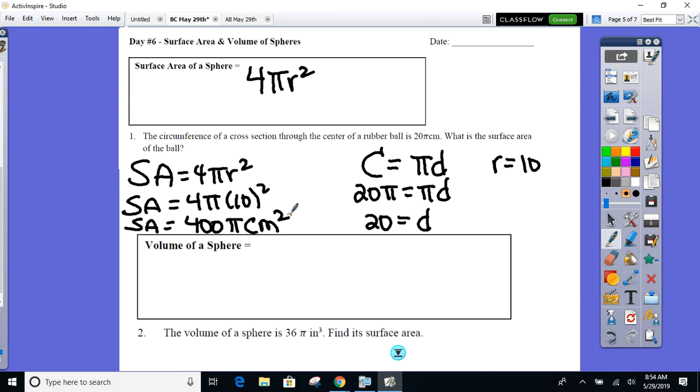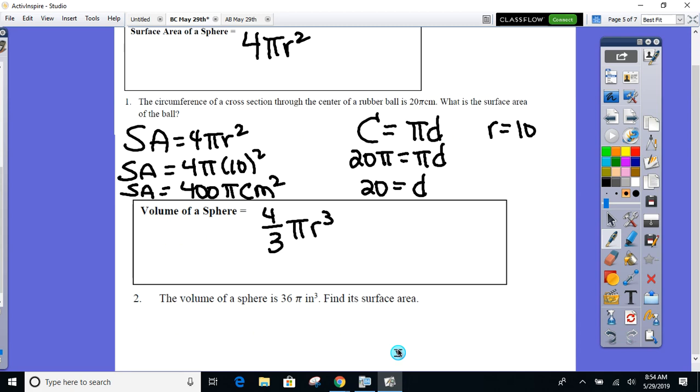Surface area, volume. Go ahead, take a look for yourself, the volume. And good thing we're given this one. This one, 4/3 pi r cubed. Again, what's the only value I need for volume? Still need the radius.